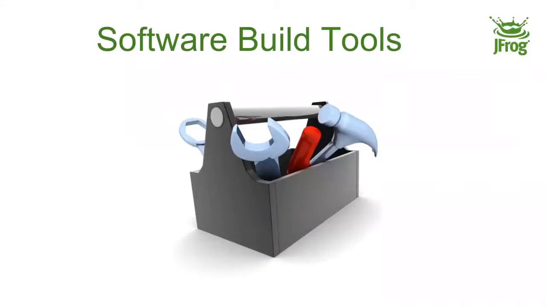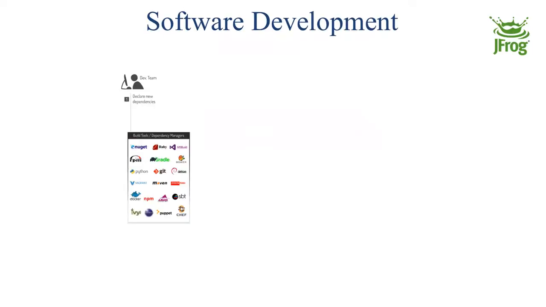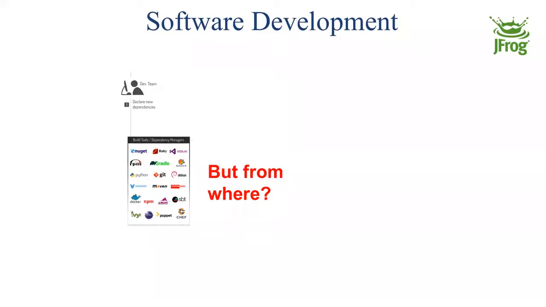So first thing I want to start off with is the software lifecycle, right? We all know that the first step of building software starts from the dev team, where a developer starts writing code. And the first step of writing code is to declare dependencies. So when a developer declares their dependencies, the first question that comes is, where do we get these dependencies from?